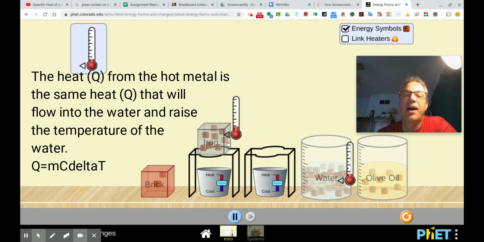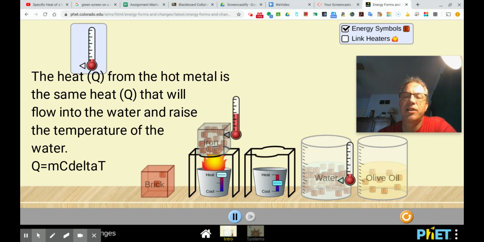Over here, I can get the mass of the iron. I can get the temperature of the iron. I'm going to put it into the water. The energy flows from hotter to colder. And when that happens, heat this up. So when that happens, we can use the equation to figure out what's going on.